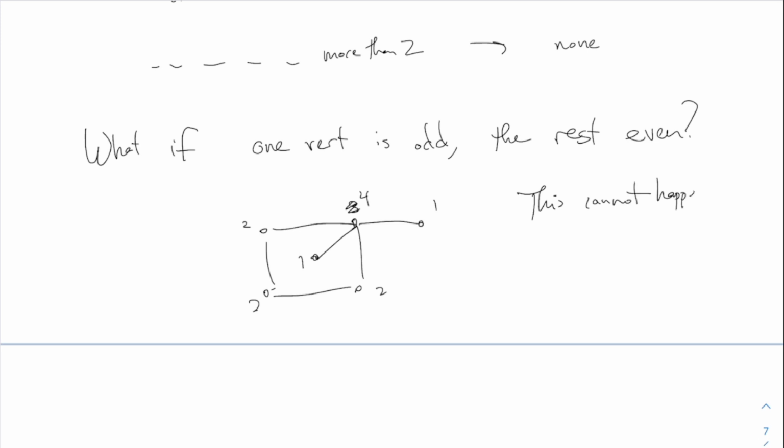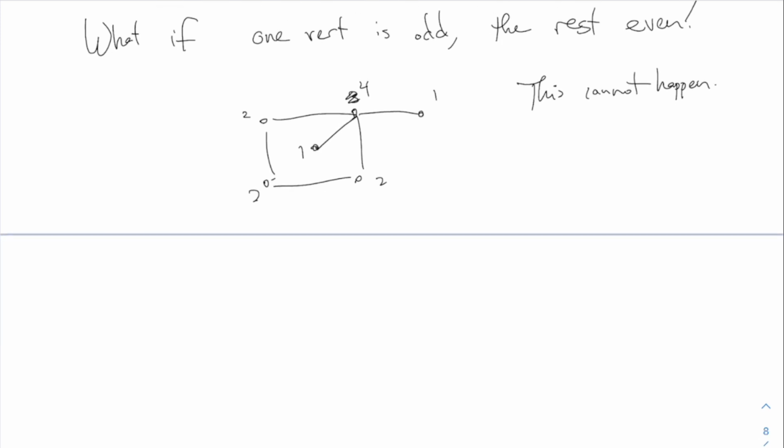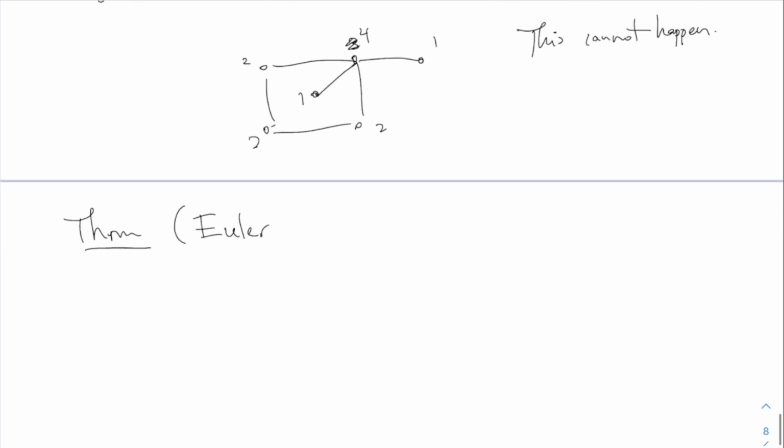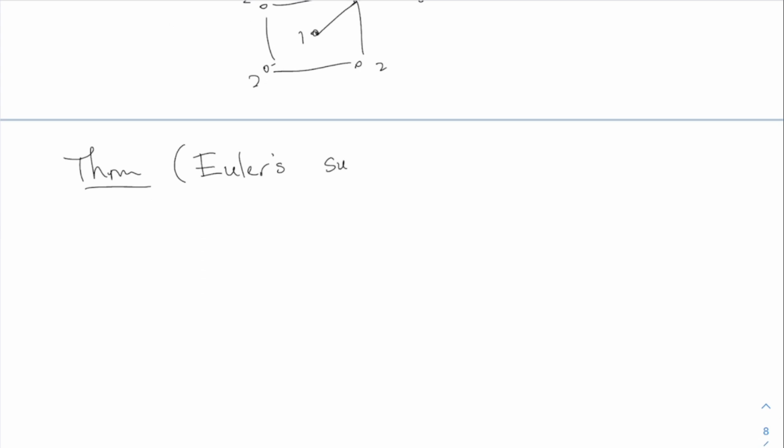And this one also, once you look at it properly, it's not so hard to see why this cannot happen. I'm going to write this as another theorem. This one really does have a standard name. This is called Euler's sum of degrees theorem. Sum meaning add them all together. The sum of degrees theorem. And this is another thing that Euler discovered.